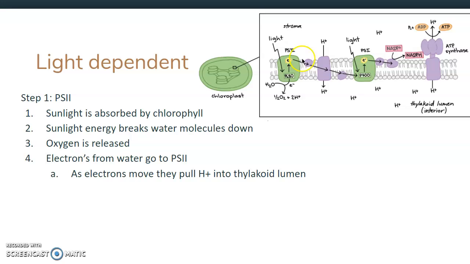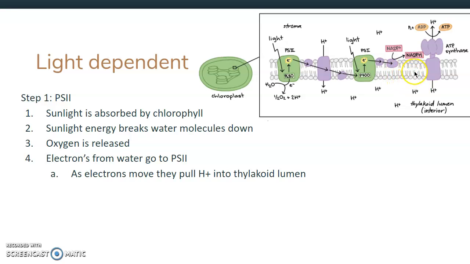As the electrons move from photosystem 2, I think I just said photosystem 1, our electron goes to the top of photosystem 2. As they move from photosystem 2 all the way to photosystem 1, our electrons will pull in a hydrogen. So we are losing energy as we're going all the way down, and that energy is being used to take a hydrogen and pull it to this side of our membrane.